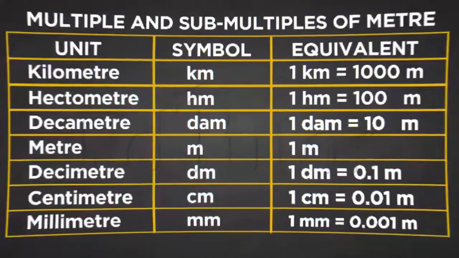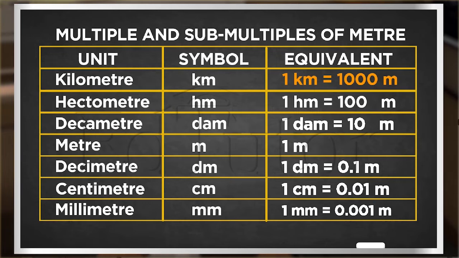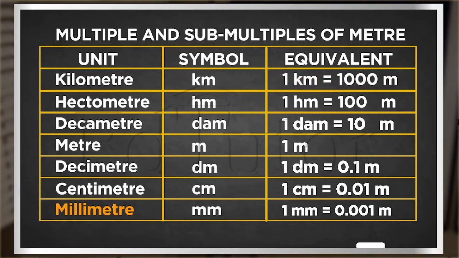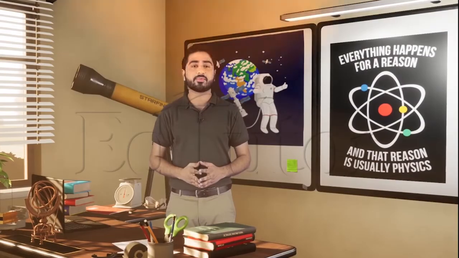Let me demonstrate this with a simple example. We already know that the prefix kilo means a factor of 1000 or 10 raised to the power of 3. By that logic, 2 kilometers means 2000 meters. Similarly, milli means a factor of 1 upon 1000, or 10 raised to the power of minus 3. Hence, 8 milligrams should mean 8 upon 1000, which is equal to 0.008 of a gram.